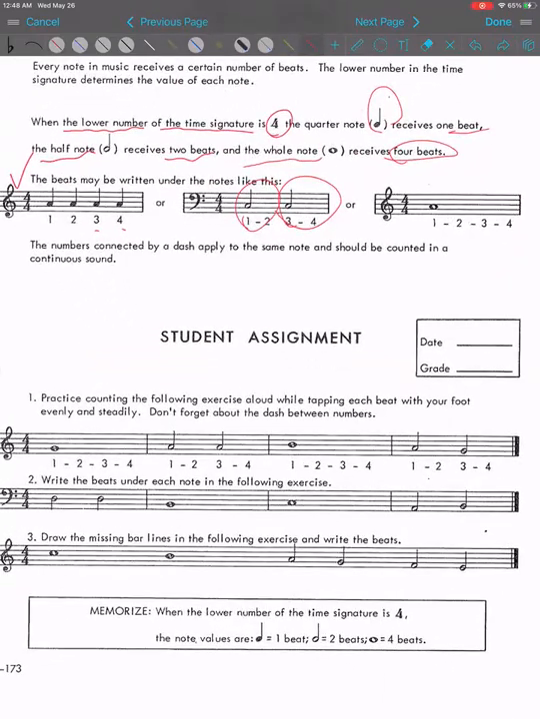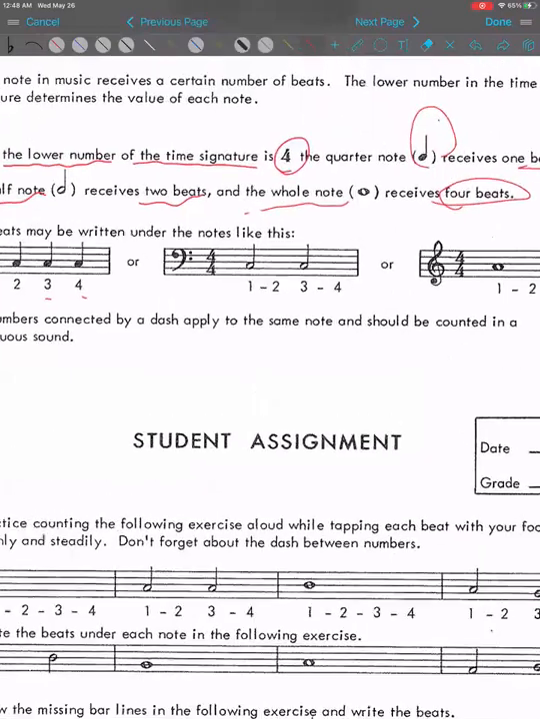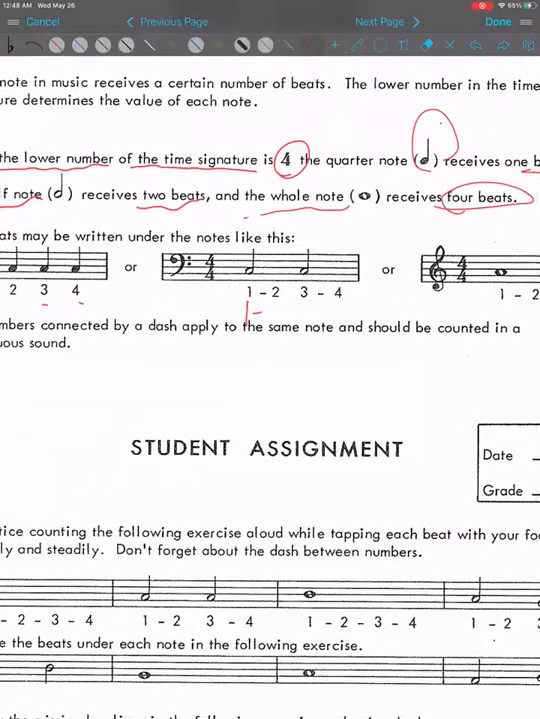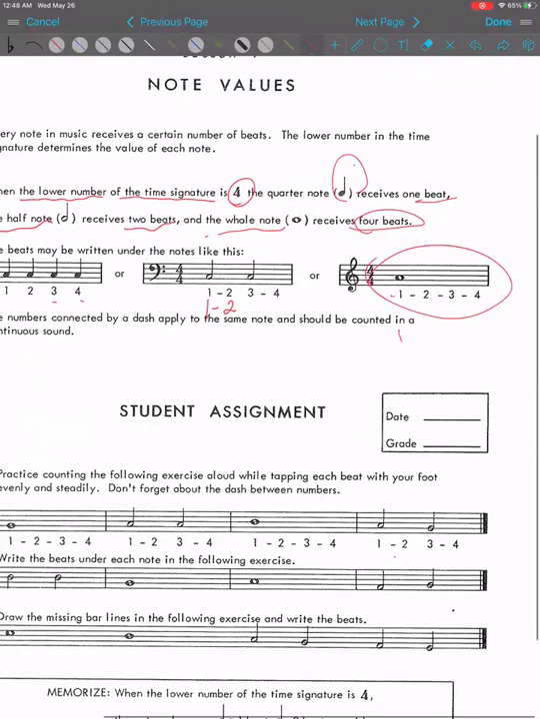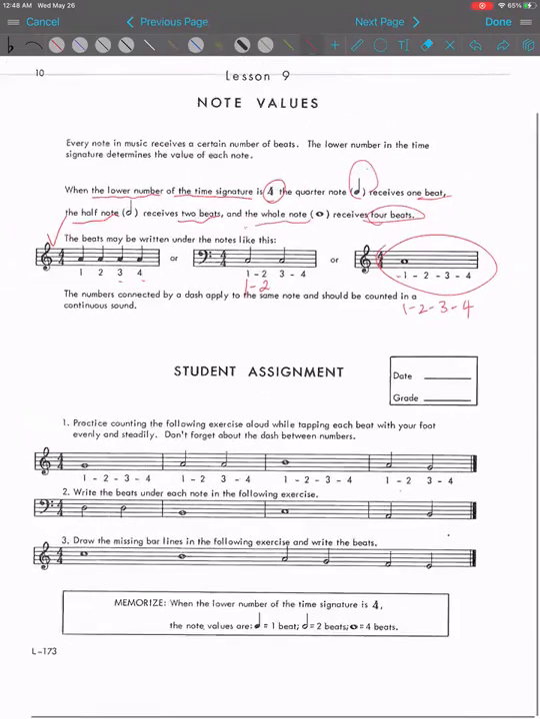Practice counting the following exercise aloud while tapping each beat with your foot evenly and steadily. Don't forget about the dash between the numbers. So you probably have noticed when you have half note, they say 1 connect 2 means you have 2 beats total. And when you have whole note, you connect each number because they are total of 4 beats.